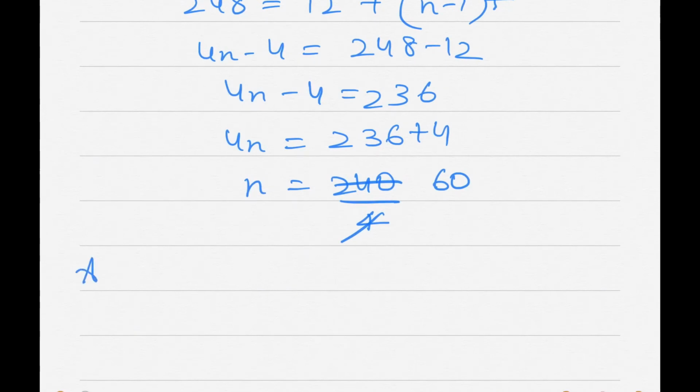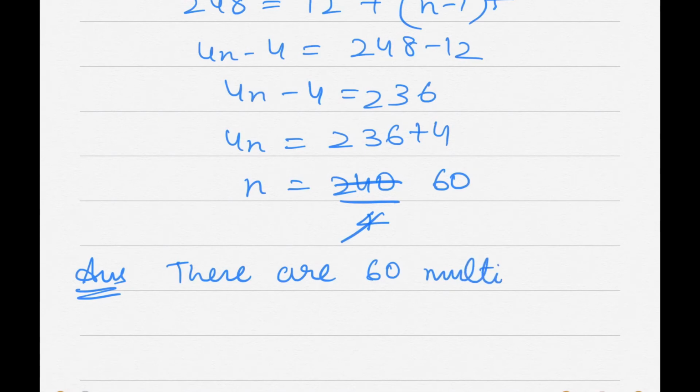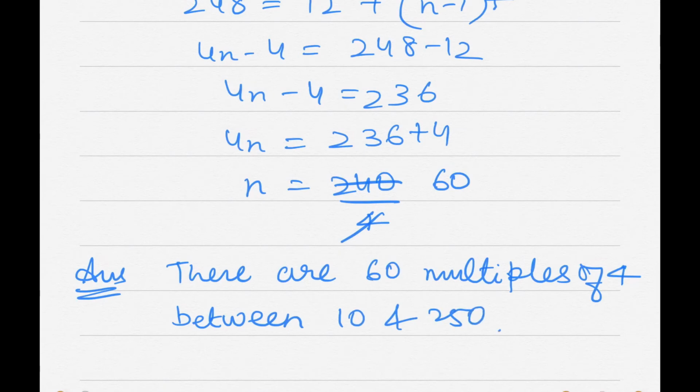Okay, so we can write down the answer now. So my answer would be, there are 60 multiples of 4 between 10 and 250. Okay, between 10 and 250.